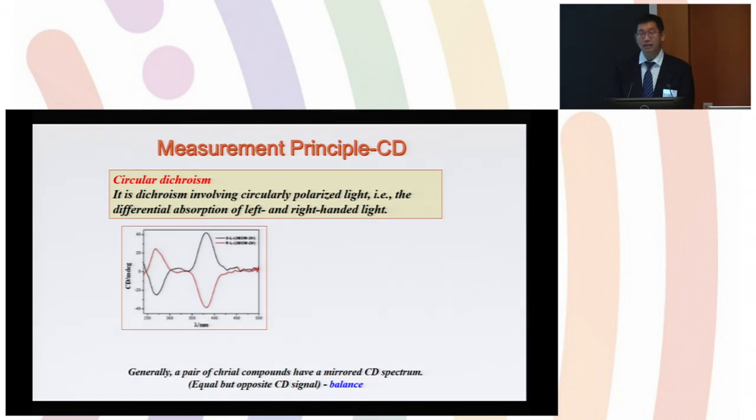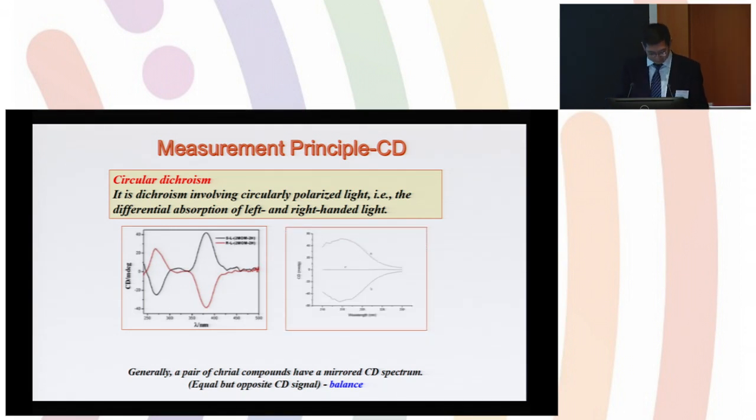First is the HPLC-CD method used for protein amount measurement. As we know, circular dichroism is a dichroism involving circularly polarized light, the differential absorption of left and right-hand light. Generally, a pair of chiral compounds have mirrored CD spectra. That means they give equal but opposite direction CD signals, like the picture showing.